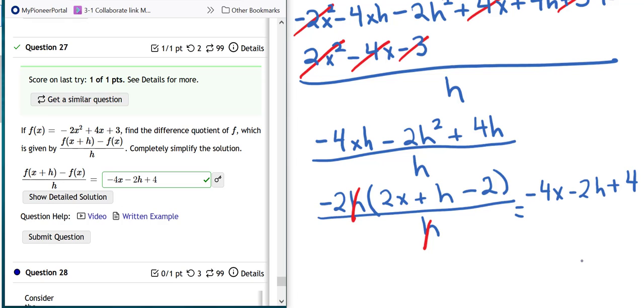You wouldn't necessarily have to factor like I did. If you saw an h in every term, you could have crossed it off with this one. That would have been okay to do. I was going the safe route, but you would get the same answer.